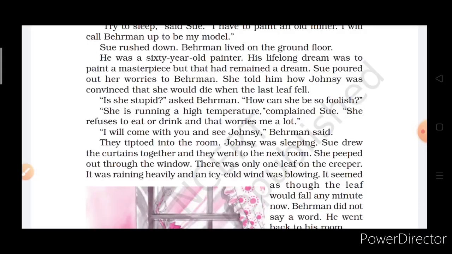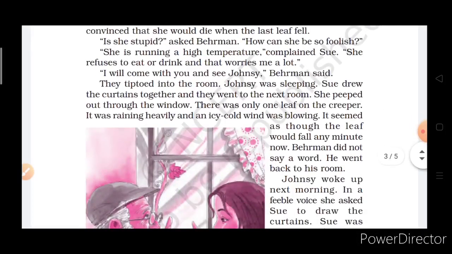"I will come with you and see Johnsy," Beckerman said. They tiptoed into the room. Johnsy was sleeping. Sue drew the curtain together and they went to the next room. She peeped out through the window. There was only one leaf on the creeper. It was raining heavily and an icy cold wind was blowing. It seemed as if the leaf would fall any minute now. Beckerman did not say a word. He went back to his room.